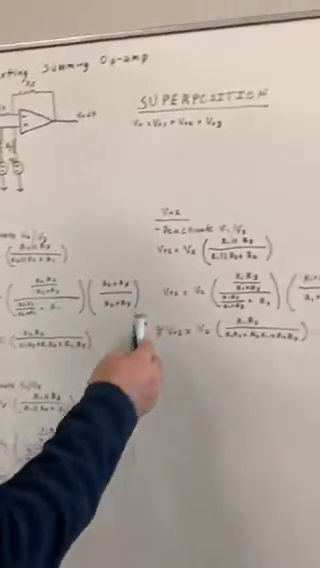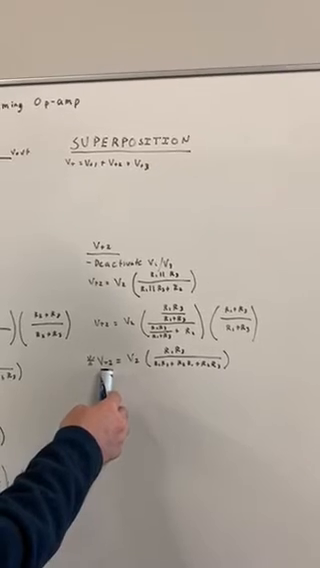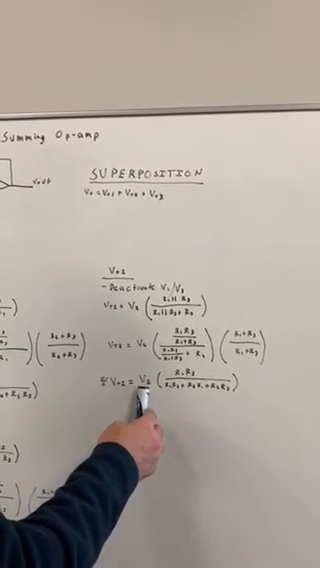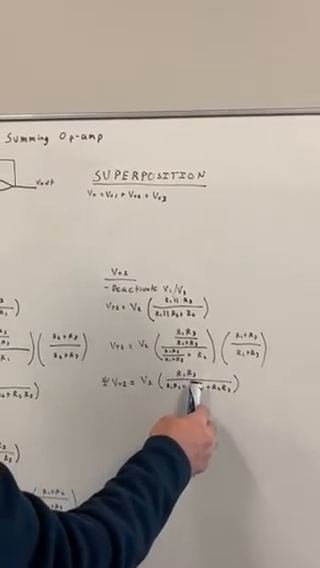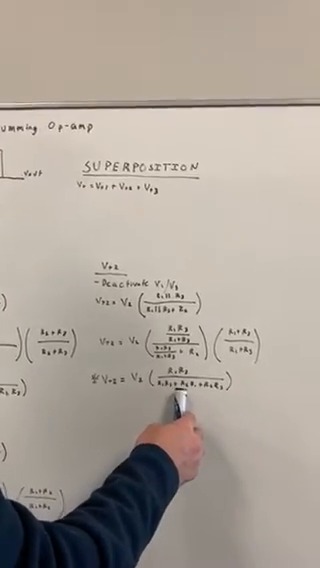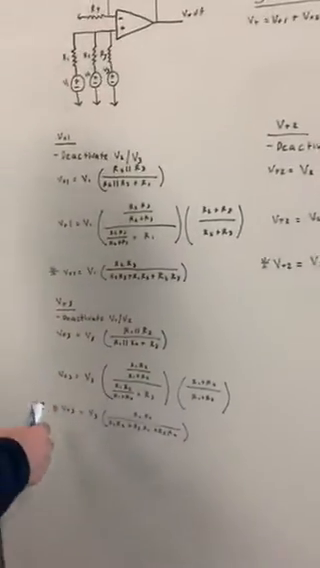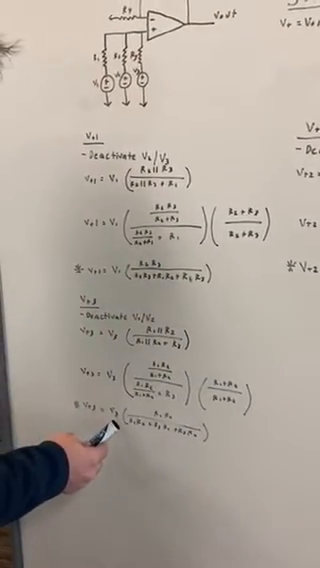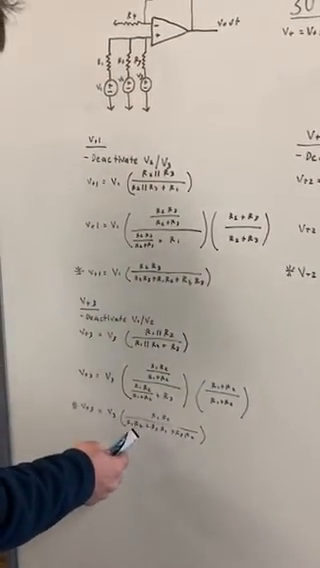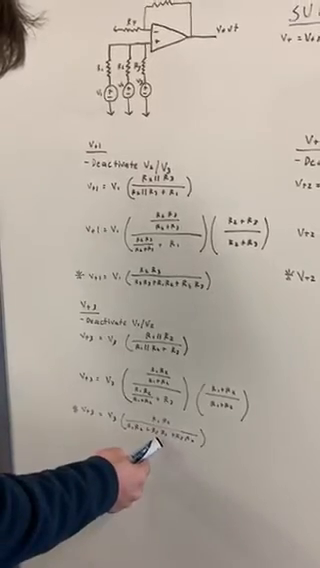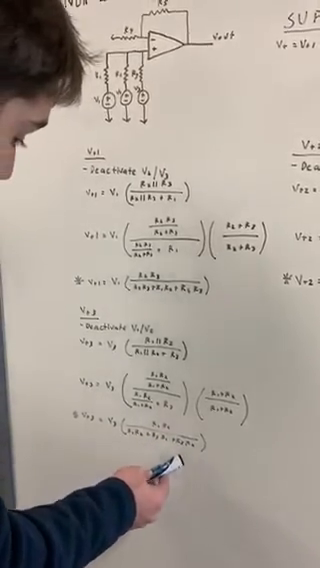And for V positive 2, you'll get V positive 2 equals V2 times R1, R3 over R1, R3 plus R2, R1 plus R2, R3. And for V positive 3, you'll get V positive 3 equal to V3 times R1, R2 over R1, R2 plus R3, R1 plus R3, R2.